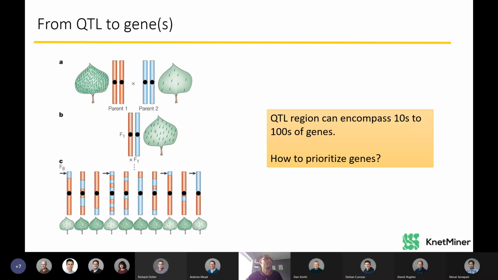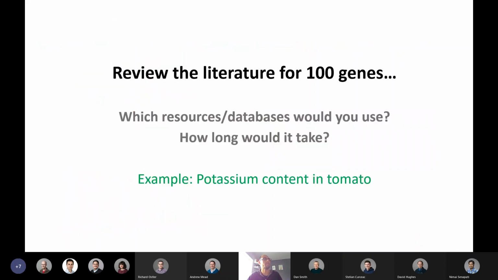called QTLs. The problem is that these QTL regions can contain hundreds of genes, and it is very challenging to first identify what the functions of all those genes are and find an unbiased and systematic view to prioritize those genes to see which of them is actually the causal gene for my trait of interest. Or sometimes it's a complex trait and it's not just one gene, it could be a gene network.